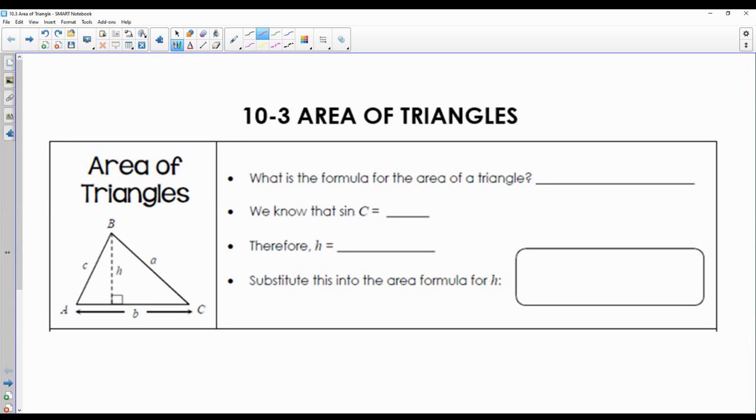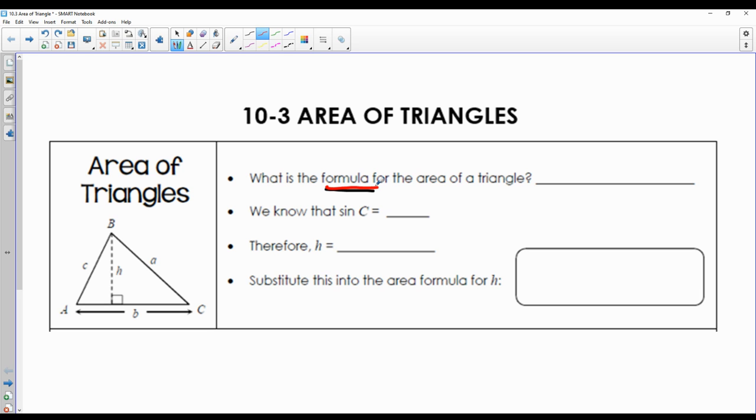All right, for this unit, section 3 of unit 10, we're going to be using some of the same concepts that we used in sections 1 and 2, finding sides and angles of triangles, to find the area of a triangle.